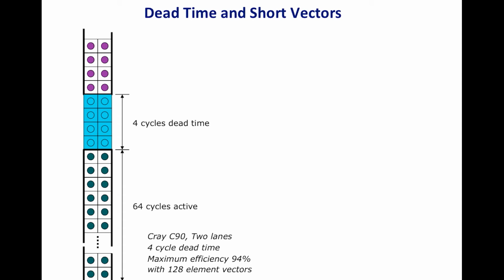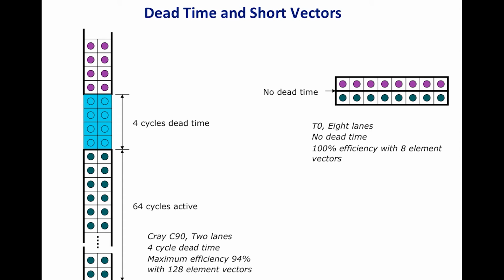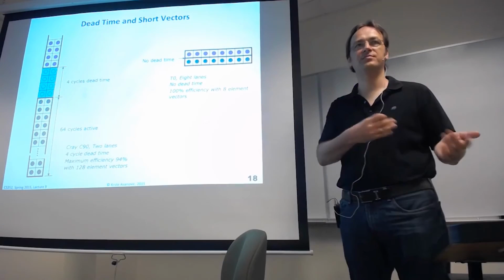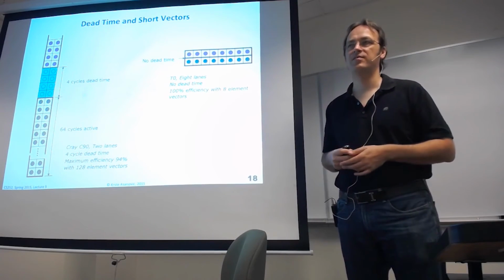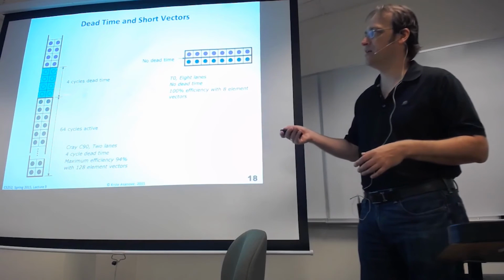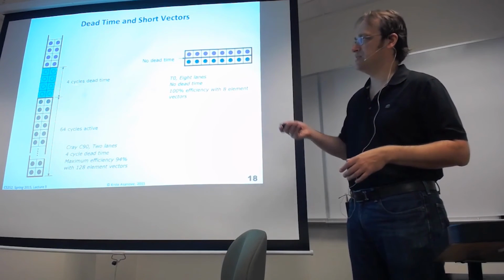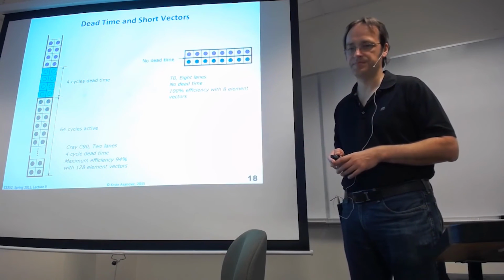So it turns out there's no real reason. If you have more sophisticated control logic, you can avoid that dead time completely and basically saturate the functional units even with very short vectors. On T0, the chip I did, 8 lanes, no dead time. Even if you had 8 element vectors, you would issue them back to back, just as you would expect coming from scalar processor design. It's just a hangover from the earlier vector machine designs. You'll see this kind of problem showing up.